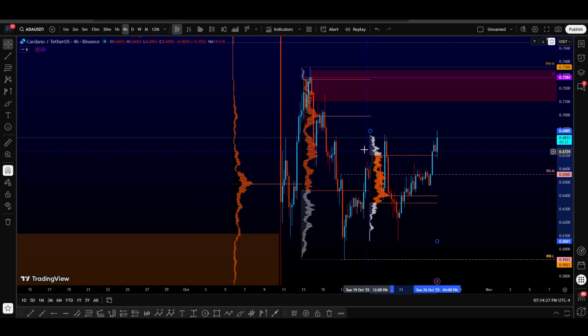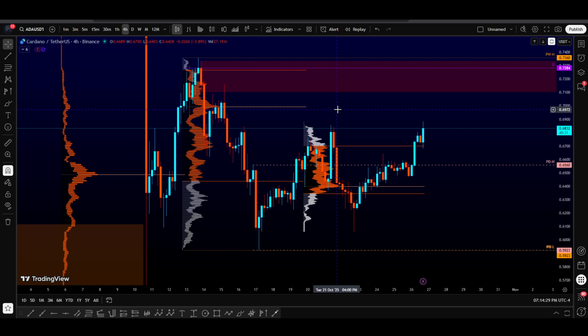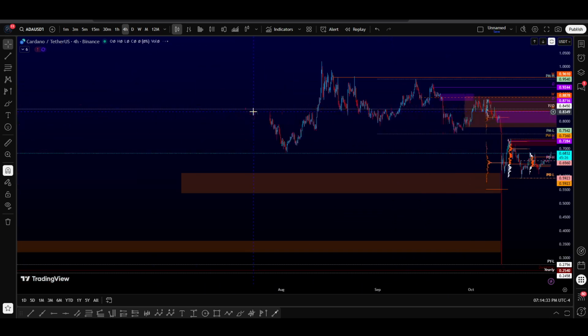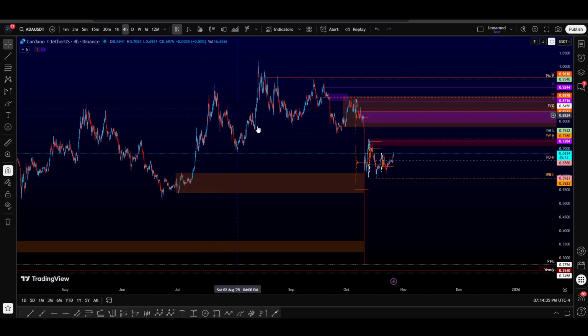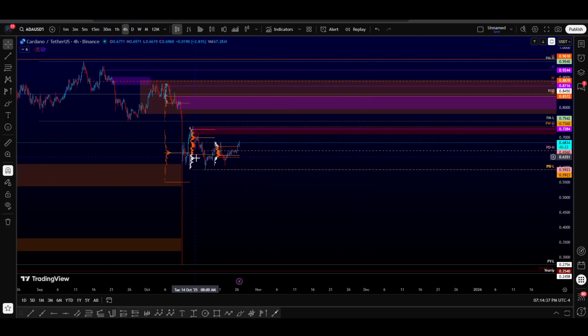Today we'll go over ADA, USDT on the Binance chart. So just so you see, we've had a lot of price action and price is just stuck in this range, right? I pulled a couple fixed range volume profile tools here of the previous weeks just to see where volume is displaced over the previous weeks.